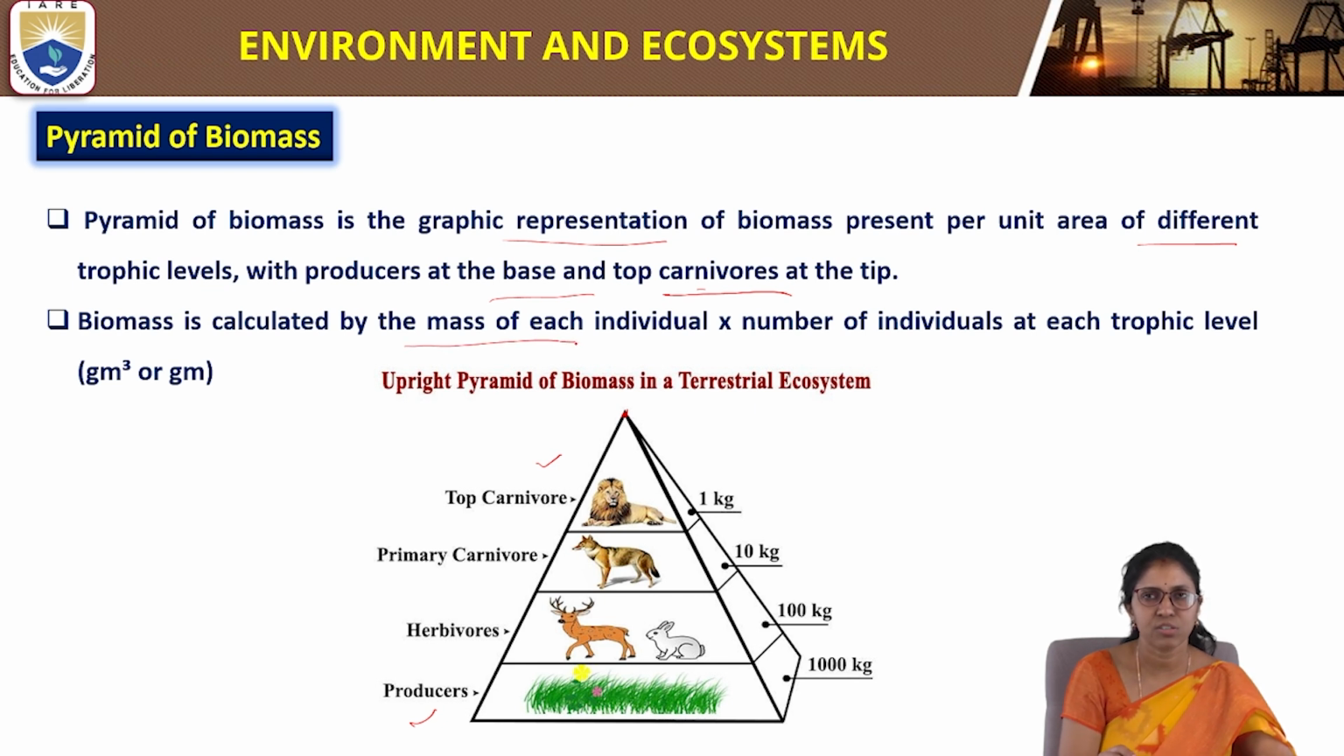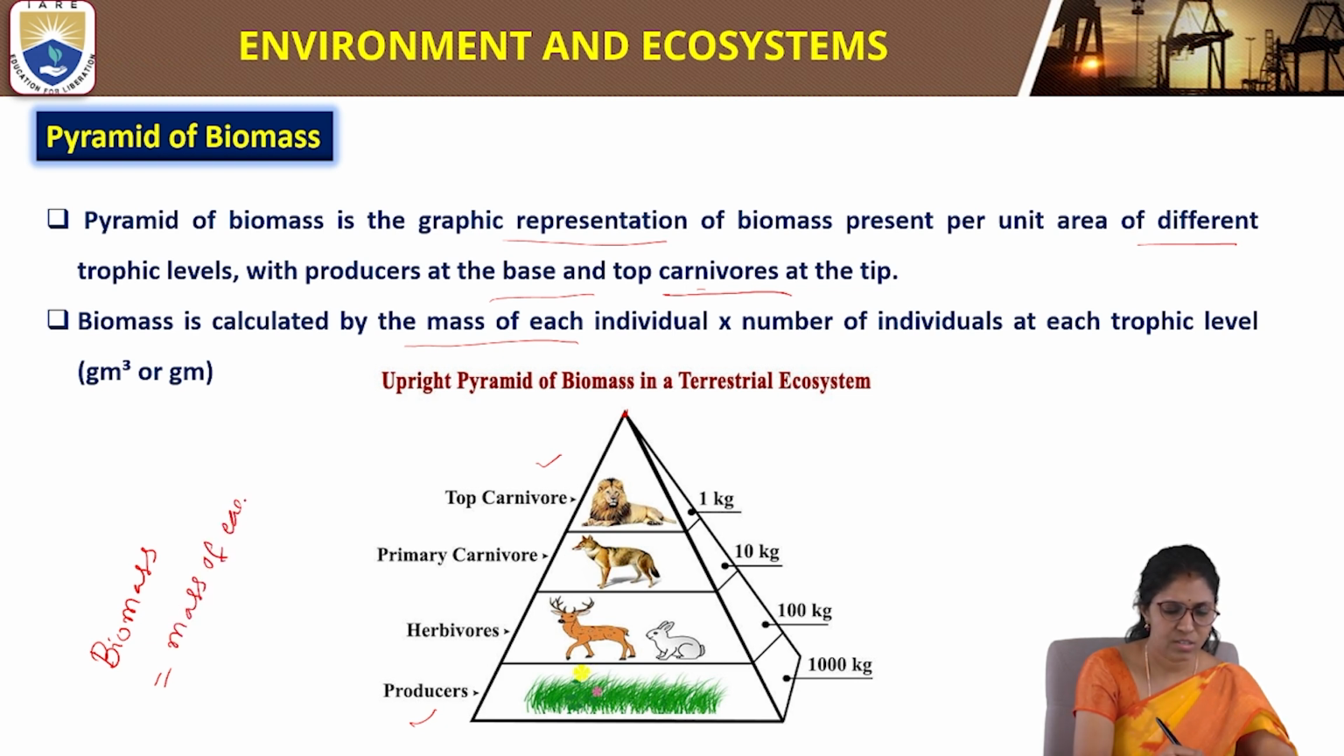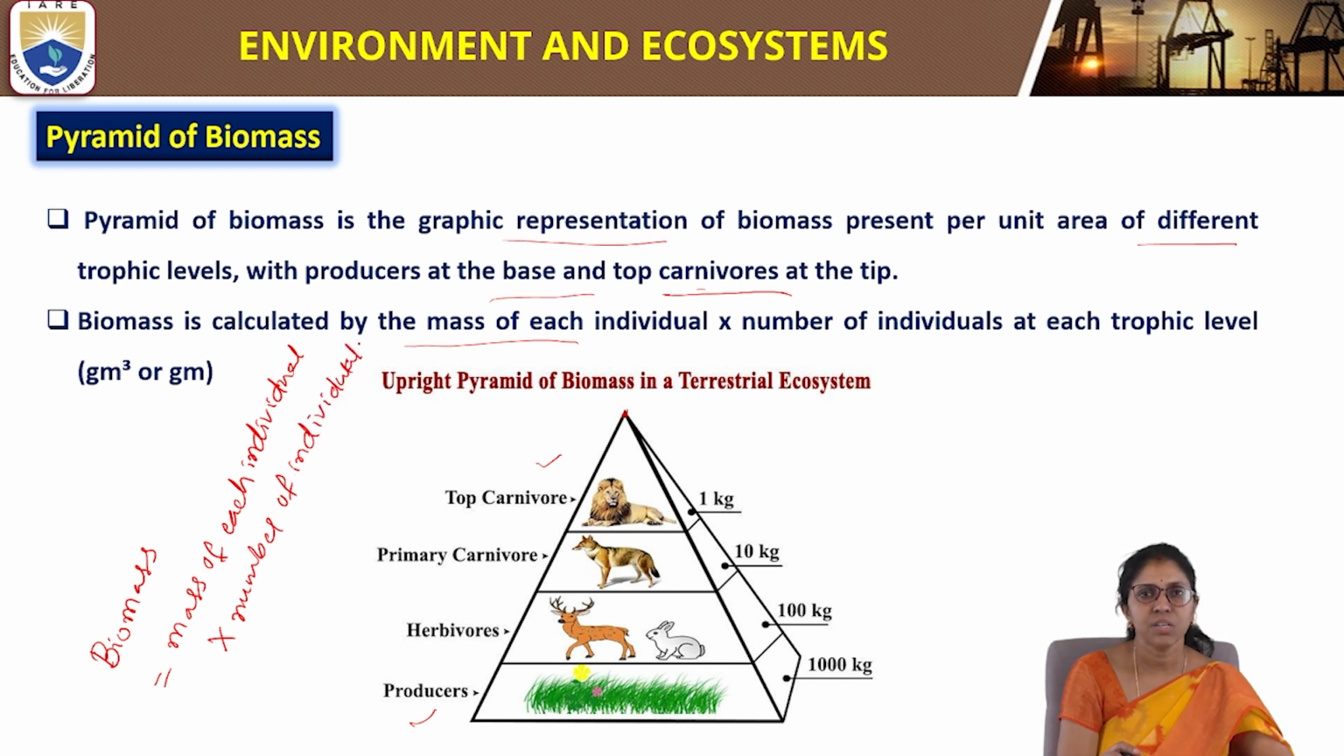Biomass is calculated as the mass of each individual multiplied by the number of individuals at each trophic level. The unit of biomass is grams per cubic meter or grams.